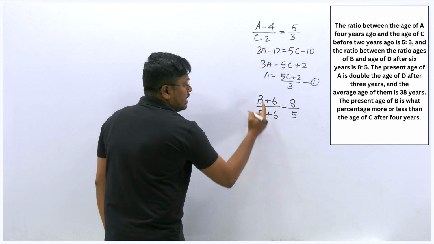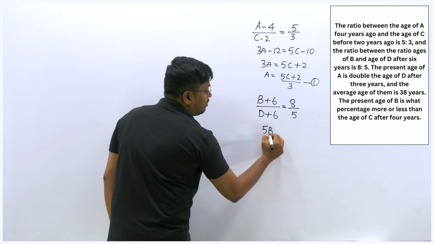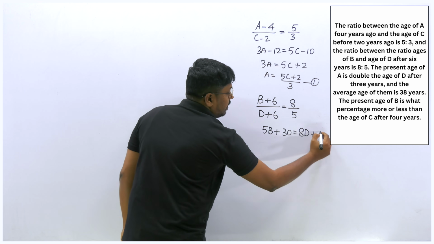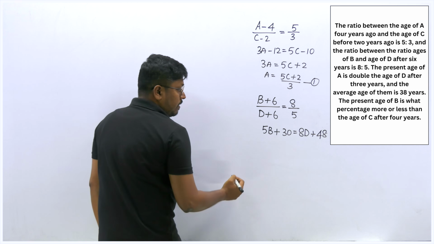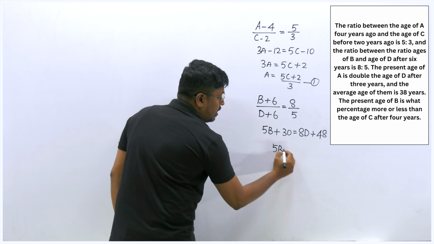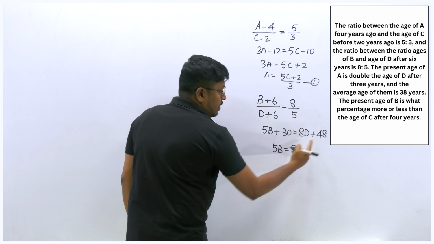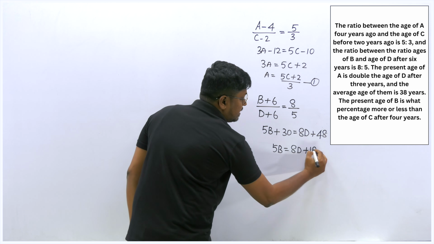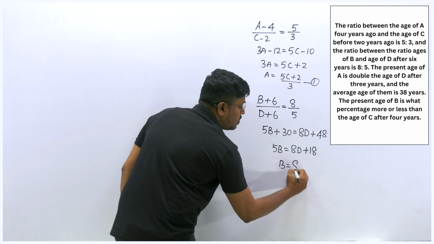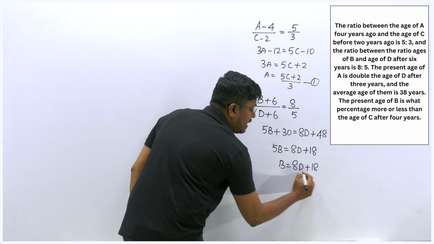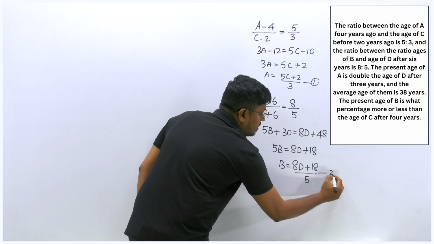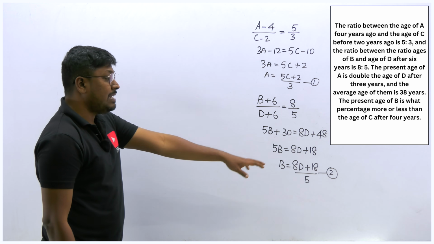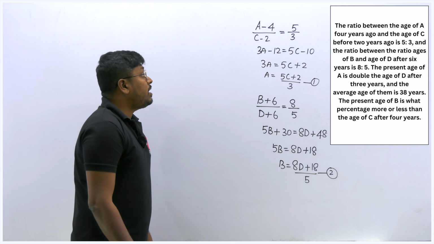So what I can do is, similarly we can cross multiply it. 5B plus 6 5s are 30 is equal to 8D plus 48. So now 5B is equal to 8D plus 48 minus 30. 48 minus 30 will be 18. So B is equal to (8D plus 18) divided by 5. Let me take this as equation number 2. Right?